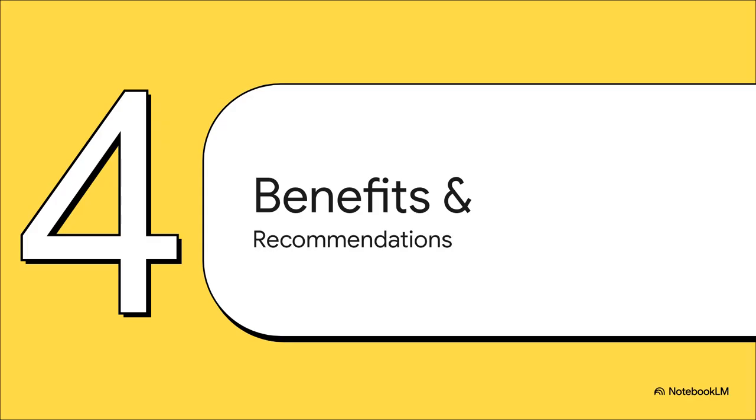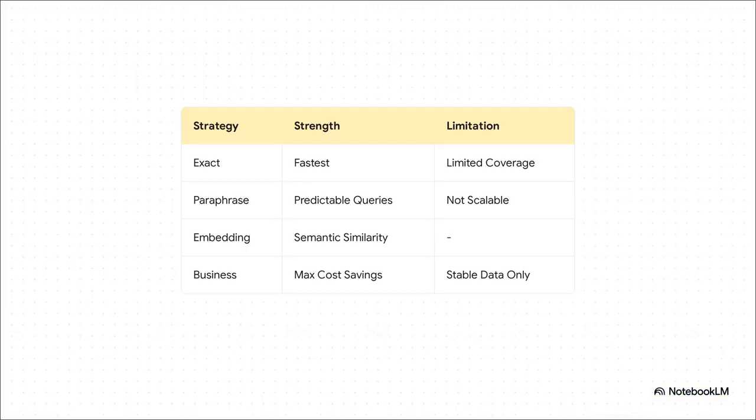Okay, let's bring it all home. Section 4, Benefits and Recommendations. Think of this table as your cheat sheet. You've got exact caching, super fast, but its coverage is limited. Paraphrase caching covers those predictable variations. Embedding caching is the most flexible by far, since it captures semantic meaning. And then you've got business-level caching, which can save you the most money when your data is stable. But you know, the real power? It often comes from mixing and matching these strategies to get the absolute best return on your investment.